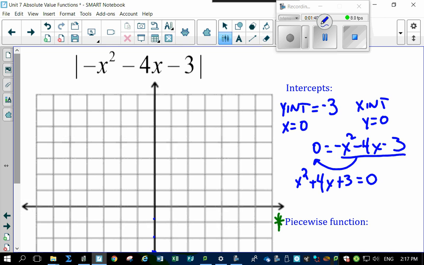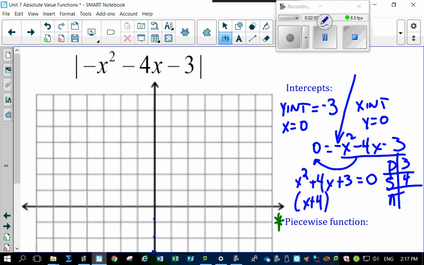And I know what you're probably saying: well, why can't you do that from the negative? I will. I know that that's going to be opening downwards, but I want to just do this really quick. Two numbers that multiply to give me 3 and add up to 4, which is going to be x plus 3, x plus 1. That's 3 and 1, right? Because 3 times 1 gives us 3, 3 plus 1 gives us 4. So if you solve this, your x has to be equal to -3 and -1.